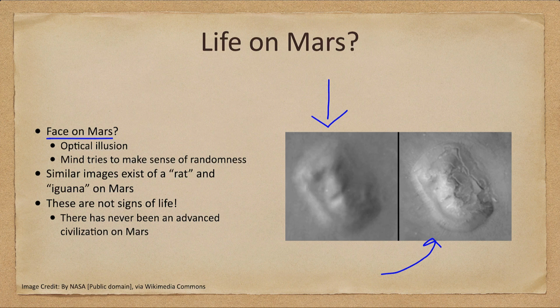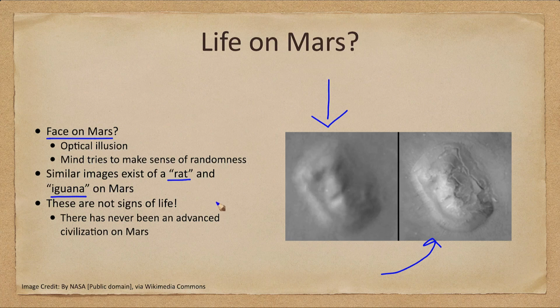It just is a randomness of the pattern that gives us the idea that our mind is trying to make sense of that randomness. So it tries to put the closest pattern it can find. And since we may see a couple of eyes and a nose and a mouth there, it may give people the impression of a face. And then once one person sees it, other people will start to see the same thing. You can also search for similar images of the rat or the iguana on Mars, which are exactly the same type of thing.